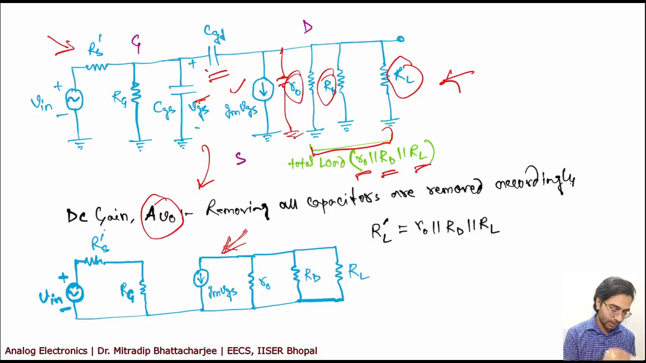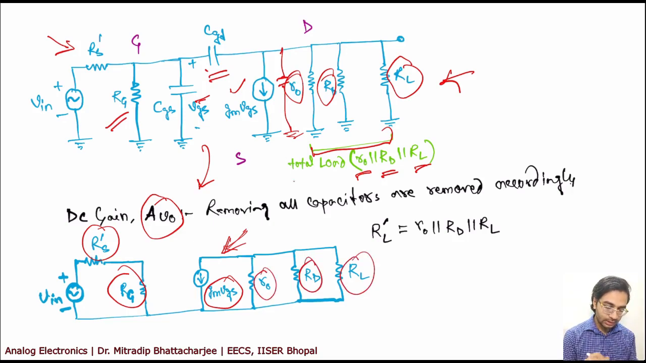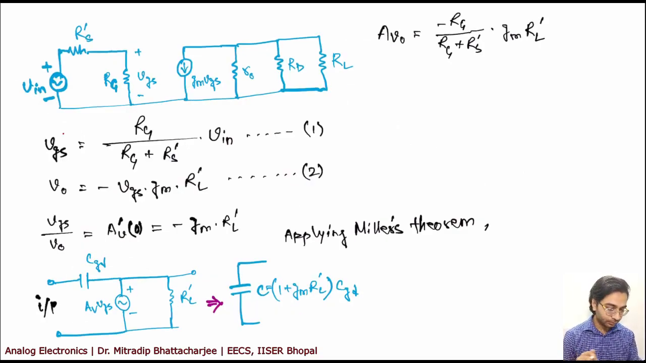Okay, I removed all the capacitances, and this is now Vin, with Rs dash and Rg. This is your Rg value. gmVGS is your current source. Then you have output resistance R0, RD and RL. I have already said that RL dash is the total load in the output side. It is R0 parallel RD parallel RL.